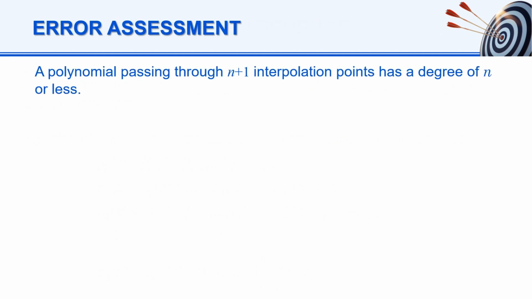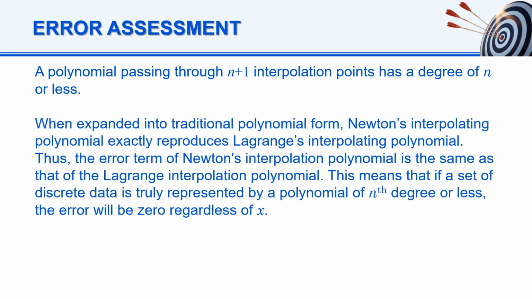A polynomial passing through n plus 1 interpolation points has a degree of n or less. When expanded into traditional polynomial form, Newton's interpolating polynomial exactly reproduces Lagrange's interpolating polynomial. Thus, the error term of Newton's interpolation polynomial is the same as that of the Lagrange interpolation polynomial. This means that if a set of discrete data is truly represented by a polynomial of nth degree or less, the error will be zero regardless of x.